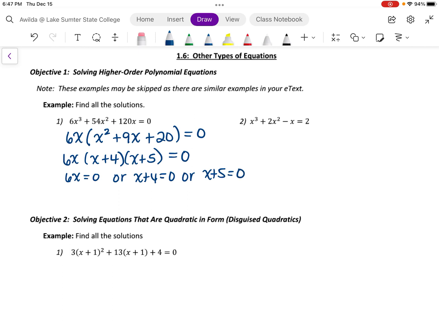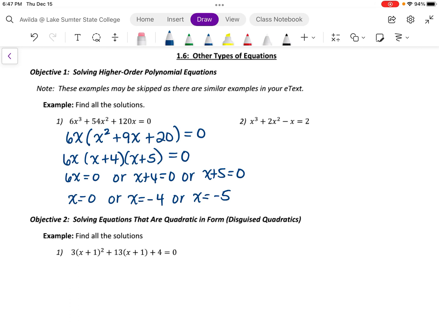We have three solutions to this equation, therefore. Either x is 0, or x is negative 4, or x is negative 5. Three solutions for a cubic trinomial on the left makes perfect sense. Let's take a look at our second example.